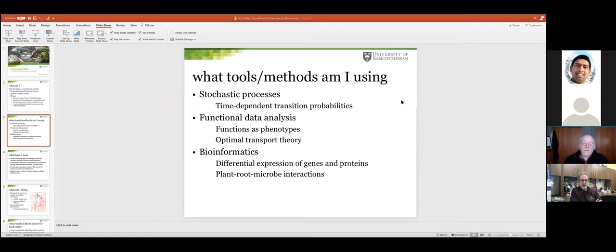I'm very interested in the idea of data analysis, and that is, instead of using something like total root length as a phenotype for plants, to use functions, and in particular, potentially using probability distributions as phenotypes. And that's connected to the work I've been doing recently in optimal transport theory. I continue to be involved in various aspects of bioinformatics, looking at differential gene expression and protein expression, both in plants and in native species in response to aquatic toxins, and also collaborating with various faculty on plant root microbe interactions.